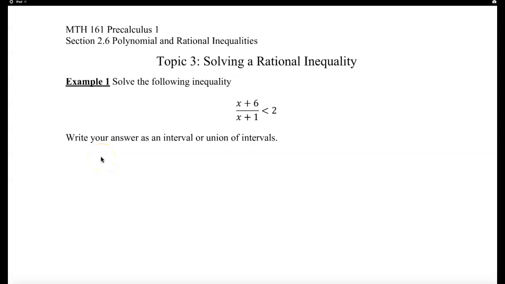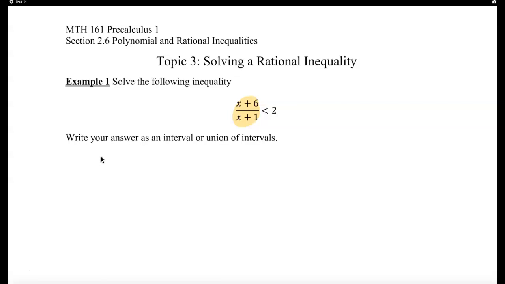Topic number 3 is solving a rational inequality. In this video, I will go over example number 1. Solving the following inequality, we have a fraction on the left side, and the other side we want to see 0. But it's not 0 yet, right? The other side is number 2.